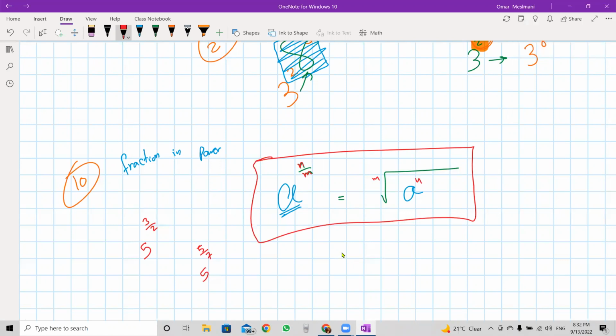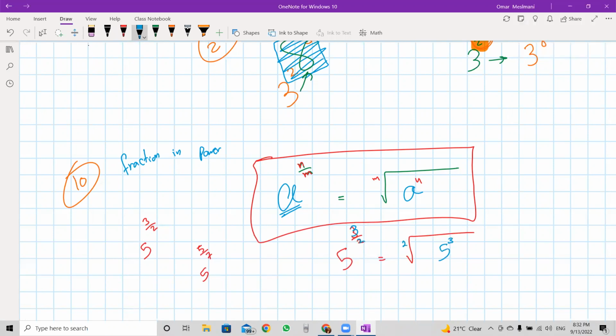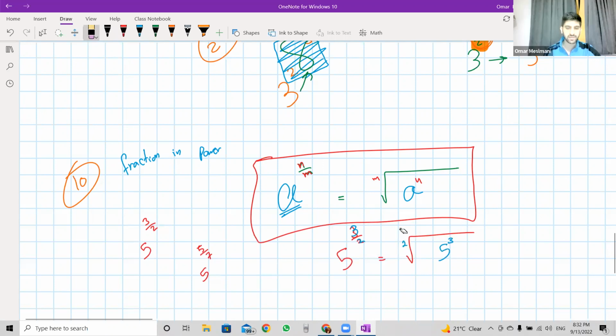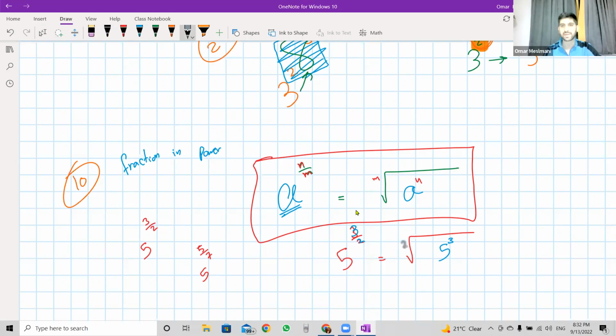Let's do this example. 5 to the power of 3 over 2 is going to equal a radical. My base is 5, the numerator is 3, and the denominator is 2. If the root's outside number is 2, we don't write it; we keep it hidden. So it's the square root of 125.